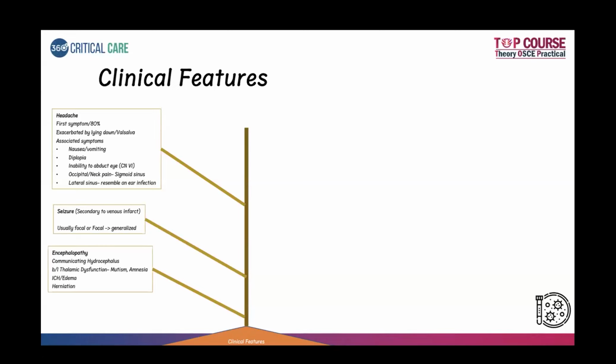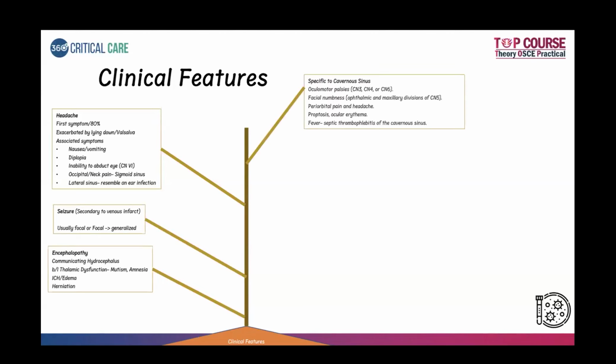The second common presentation can be seizure, which can be secondary to venous infarct. Usually it is focal, but can later be generalized. The patient can have encephalopathy, such as due to communicating hydrocephalus. We talked about that, intracranial hemorrhage or edema or herniation.